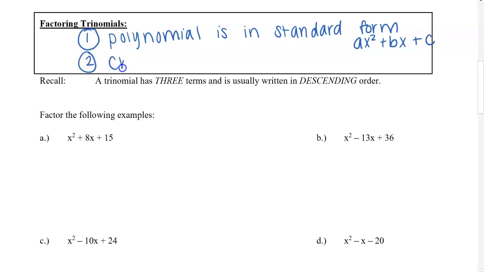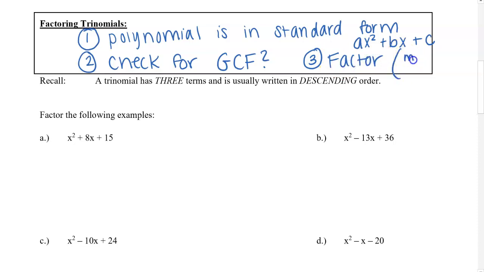The second thing we always want to do is check for a GCF. Okay, so can we see a GCF? If we can, then we are going to factor a GCF out first. And then the last piece is to factor, which means you're asking yourself what multiplies to C and adds to the B term.